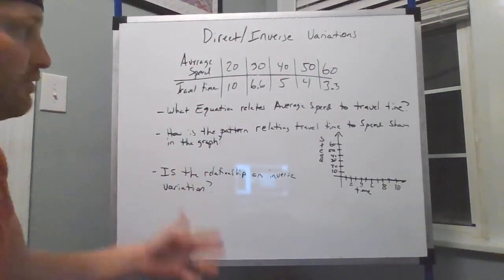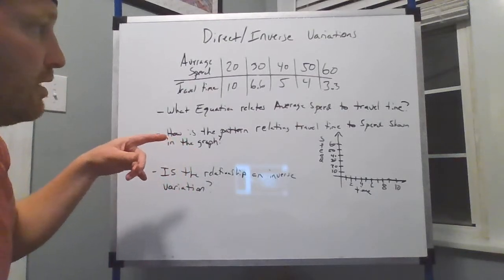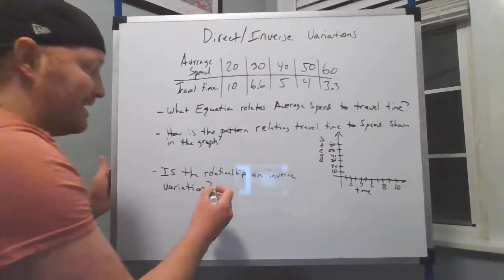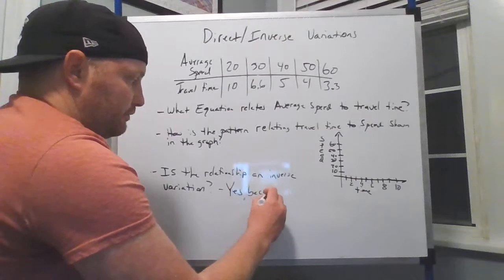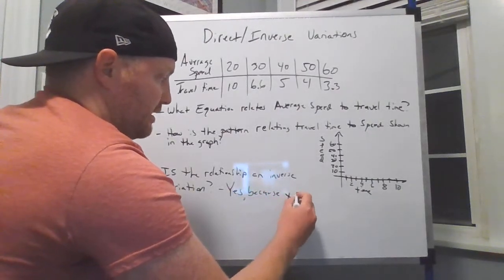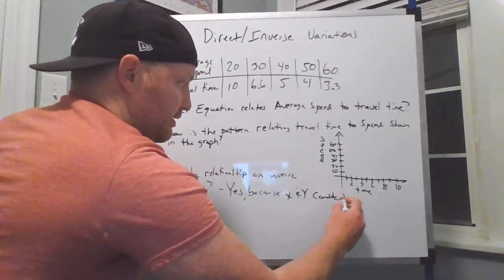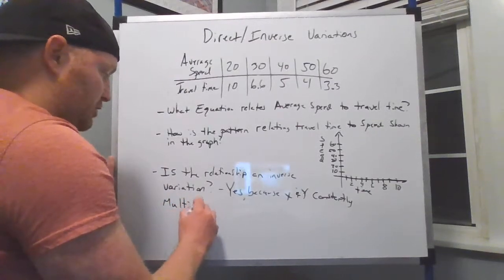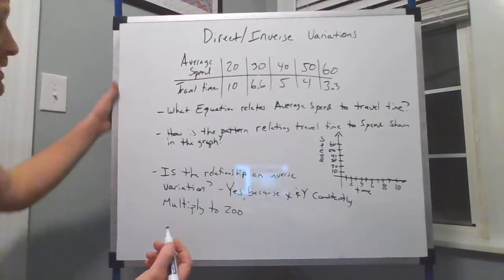So I'm looking at all my questions. What equation relates average speed to travel time? How is the pattern related in travel time to speed shown in this graph? And is the relationship an inverse variation? Yes, it is, because x and y constantly multiply to 200.